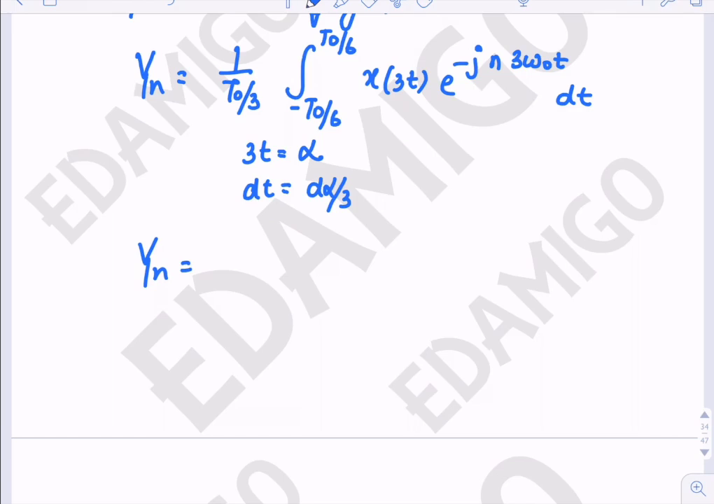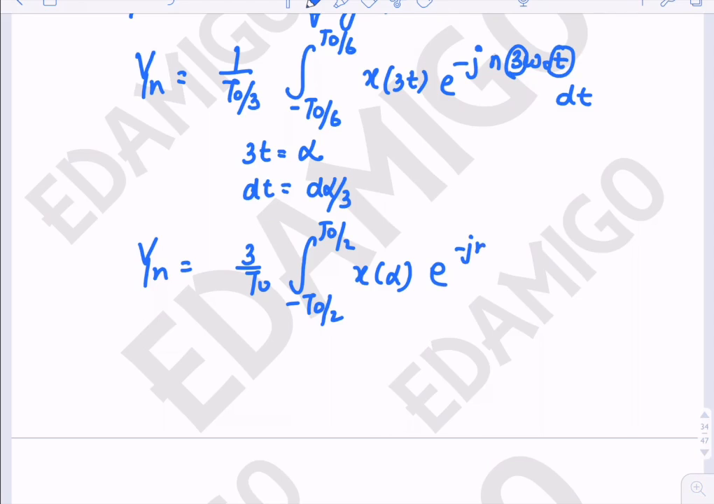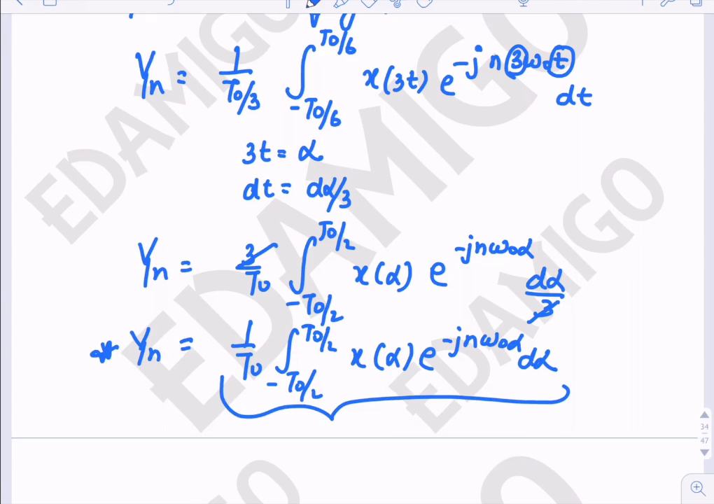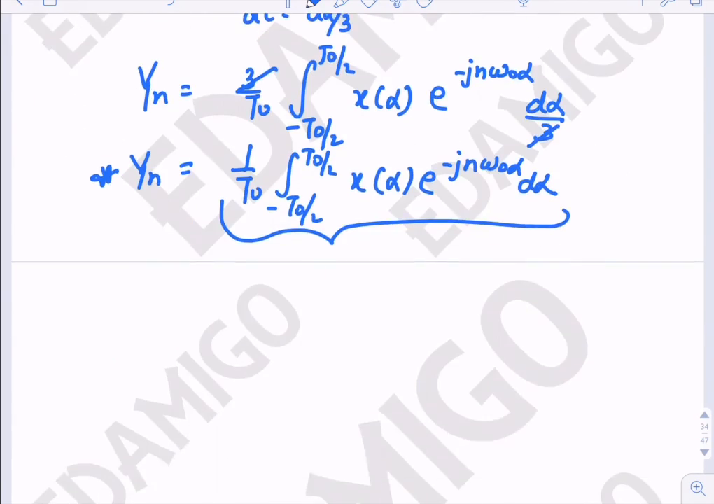So yn is equal to 3 by T naught, integration from minus T naught by 2 to T naught by 2 of x of alpha e to the power minus j n omega naught alpha d alpha by 3. So these two will cancel out. This is equal to 1 upon time period, integration from minus T naught by 2 to T naught by 2 of x of alpha e to the power minus j n omega naught alpha d alpha. Now we can see that this formula is exactly equal to the formula of xn.